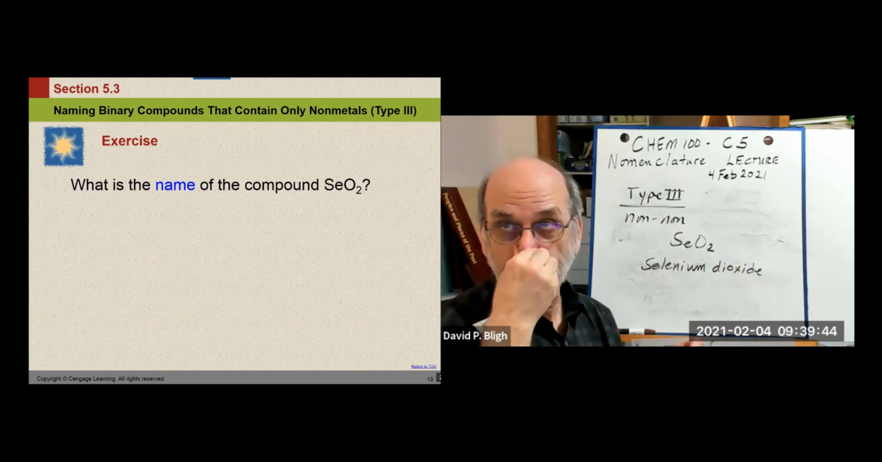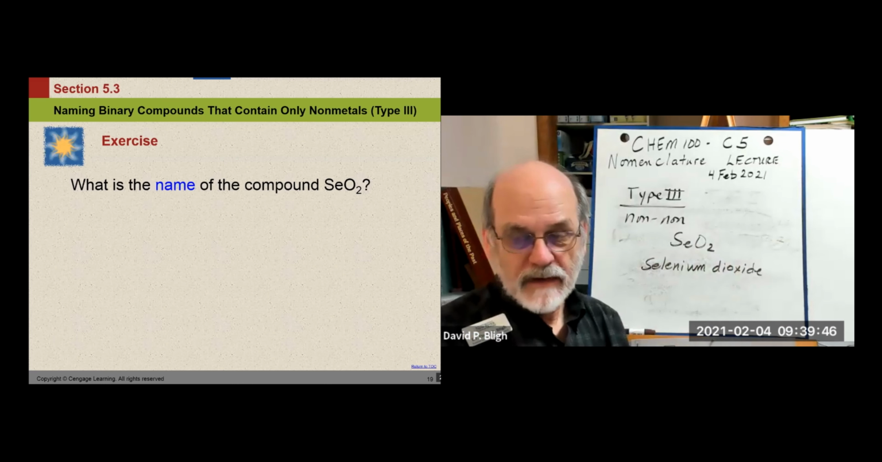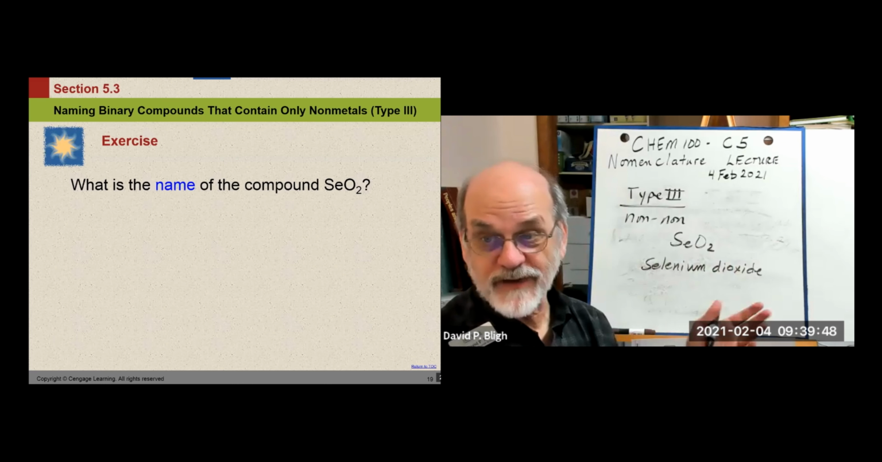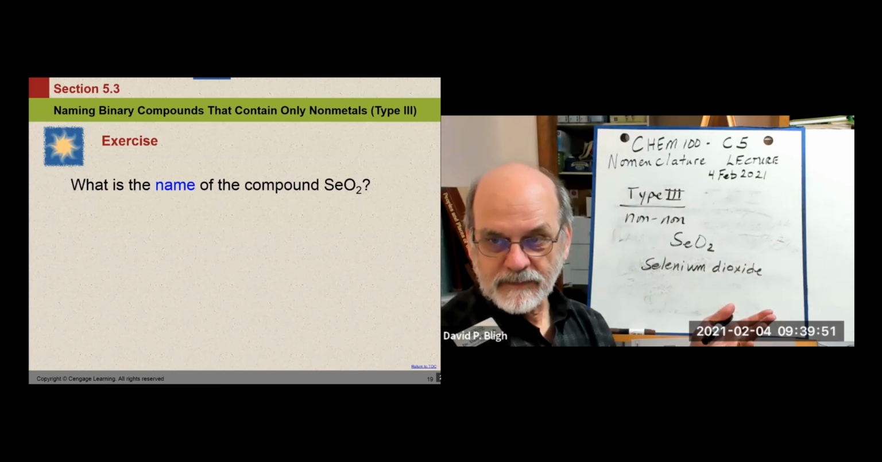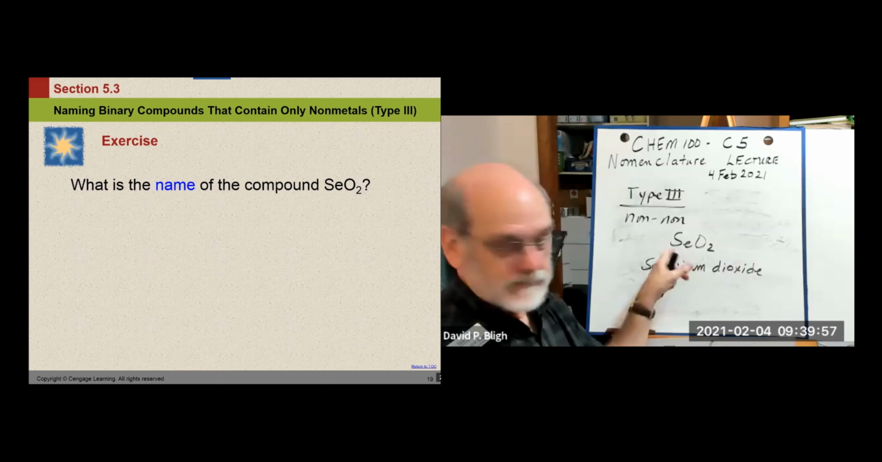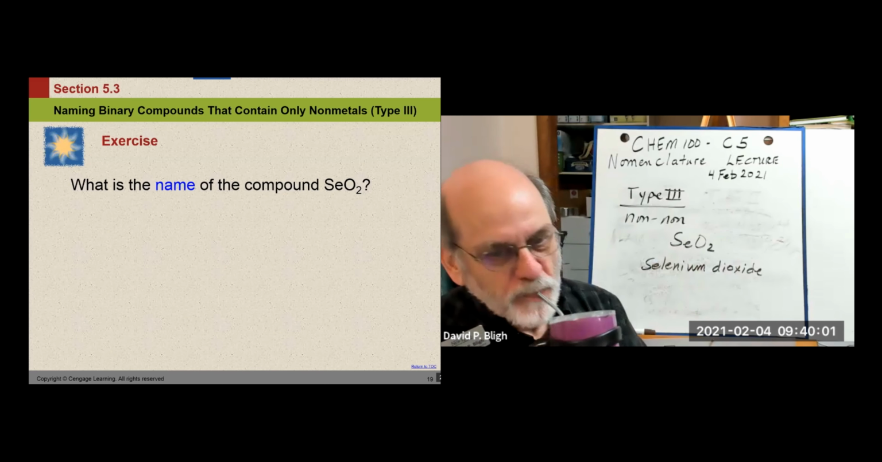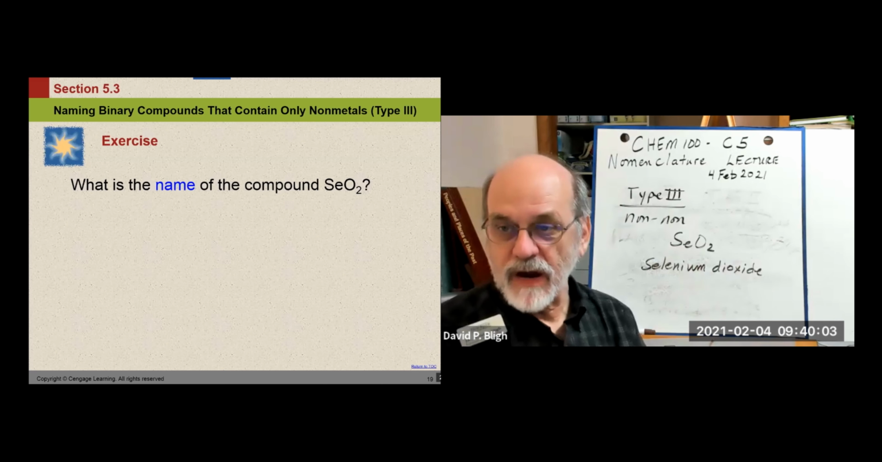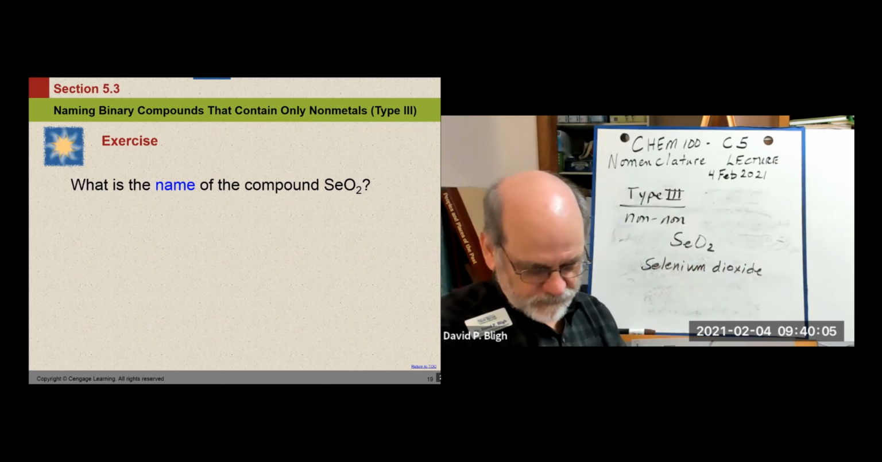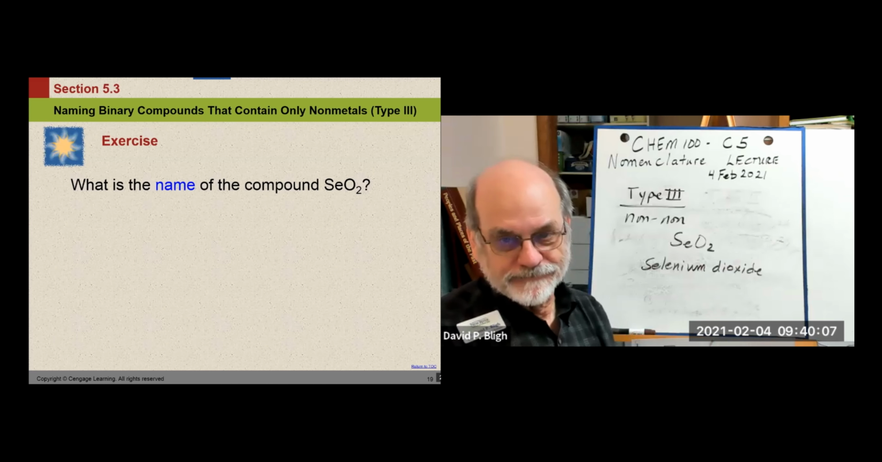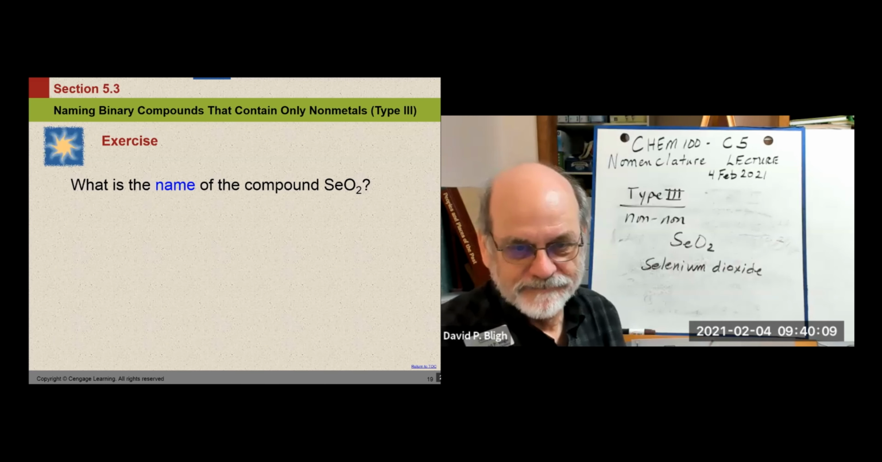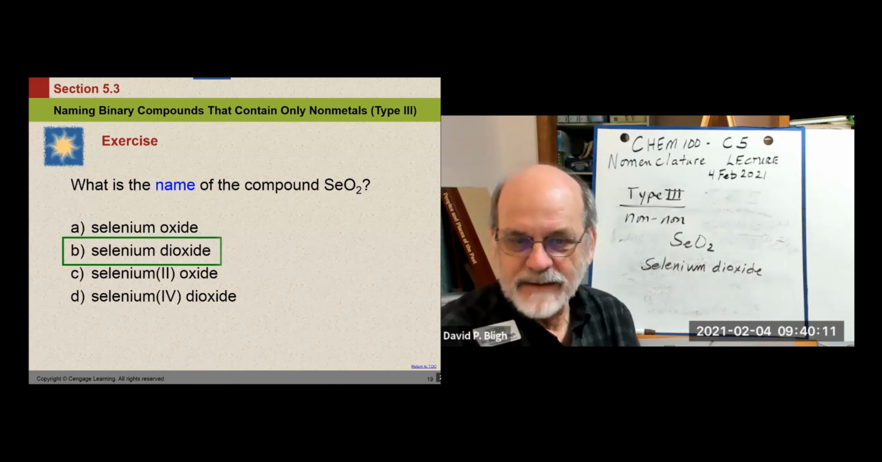Okay? And in fact, selenium comes from oxygen's family. It's just a couple of positions down. It is a chalcogen, right? So we have marriage inside the family. It's okay in chemistry. Selenium dioxide.